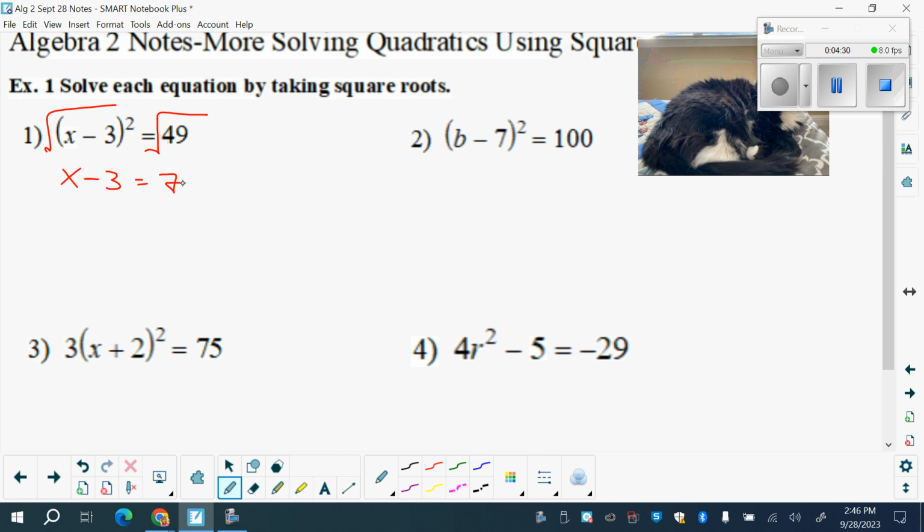7. This is the step that is frequently forgotten. You set x minus 3 equal to 7 and -7. So this is a little different in that we have that expression, so we still have to do the positive and the negative. So we're going to set the expressions equal to +7 and -7. And we get 10 and negative 4.